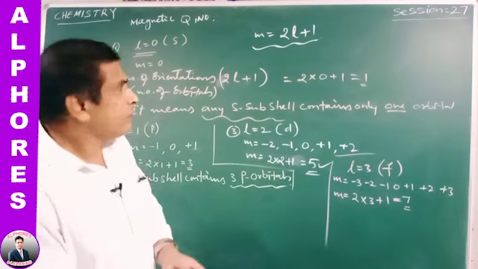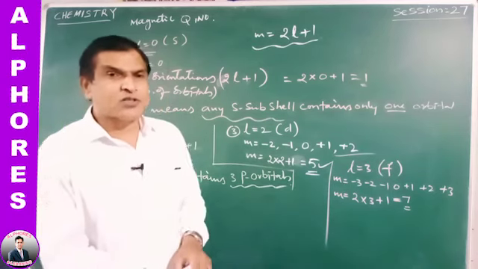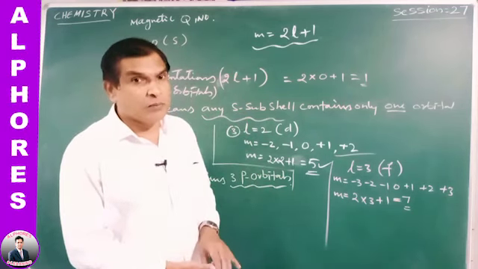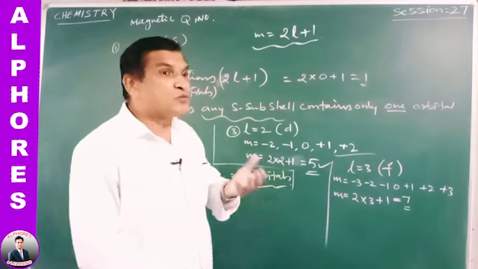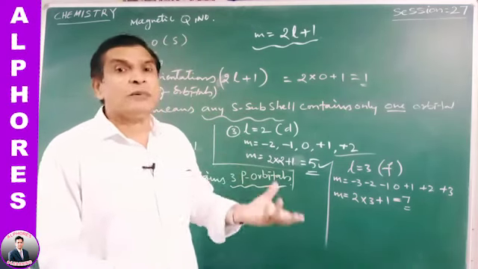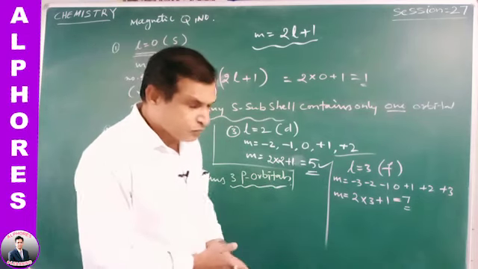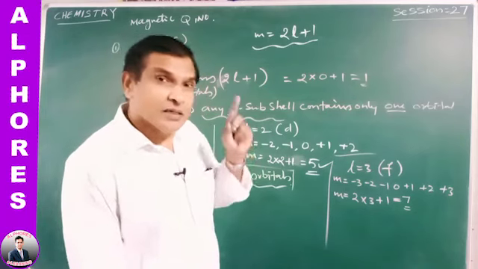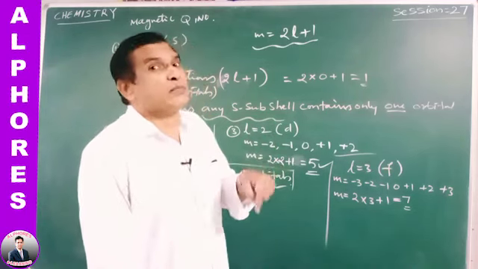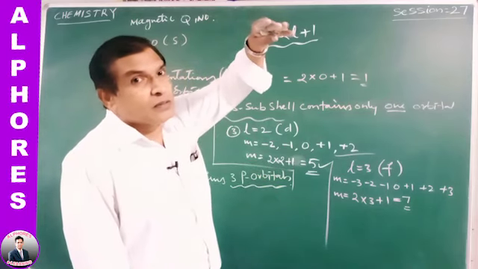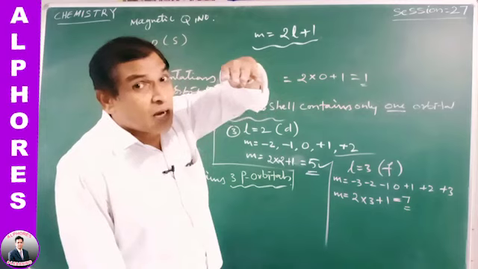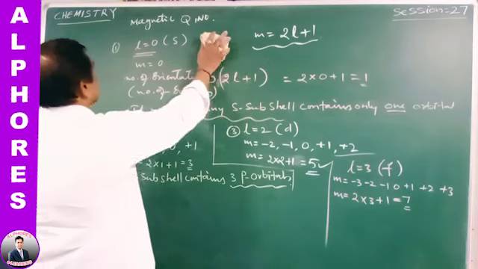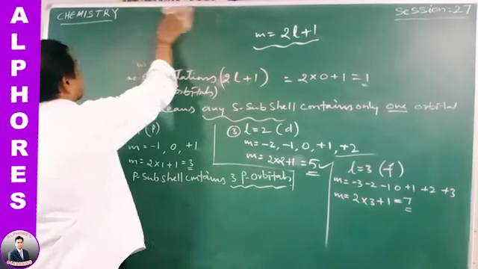Once again, the magnetic quantum number signifies the orientation of the suborbit. That means this magnetic quantum number explains the existence of orbitals in the subshell. In other words, we can also call it a subshell. That is the magnetic quantum number.